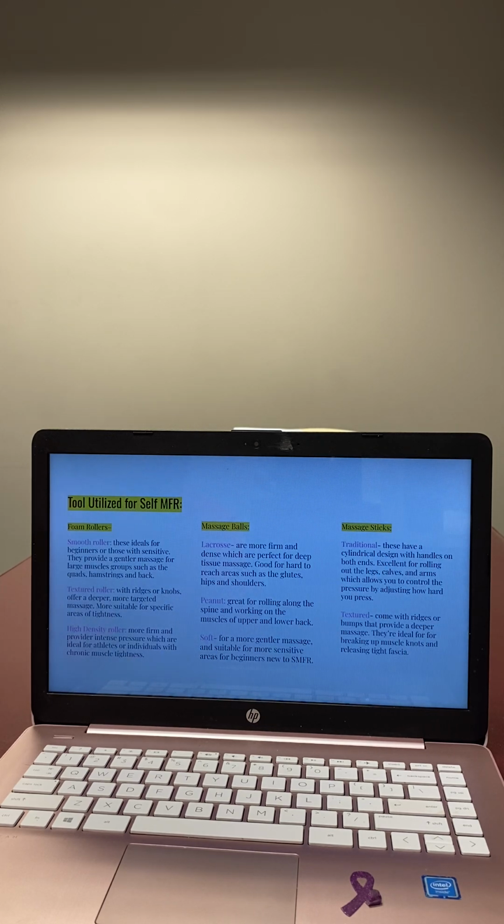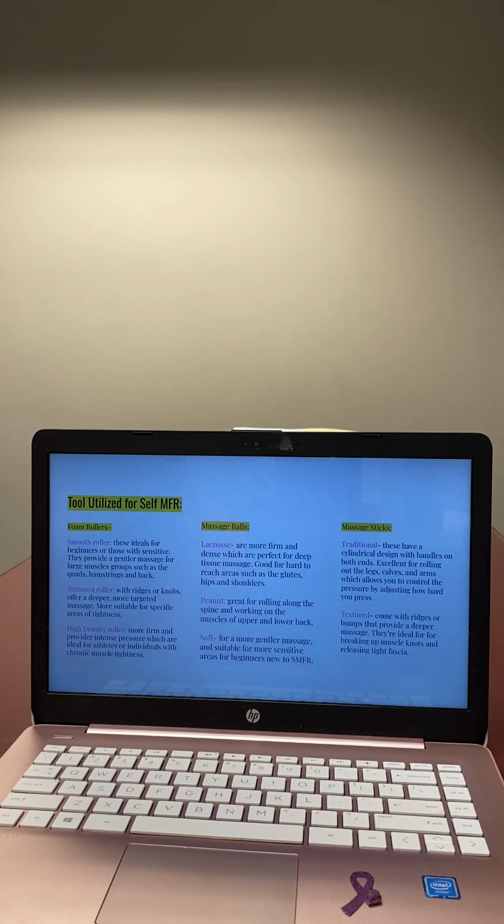And then I had massage balls. So starting off, we have lacrosse, which these are more firm and dense, which are perfect for deep tissue massage. So if you notice between this one talking about how it's firm and dense, and then one of the rollers being more firm and dense, those are good for deep tissue massage. It's also, the lacrosse ball is good for hard to reach areas such as the glutes, hips, and shoulders.